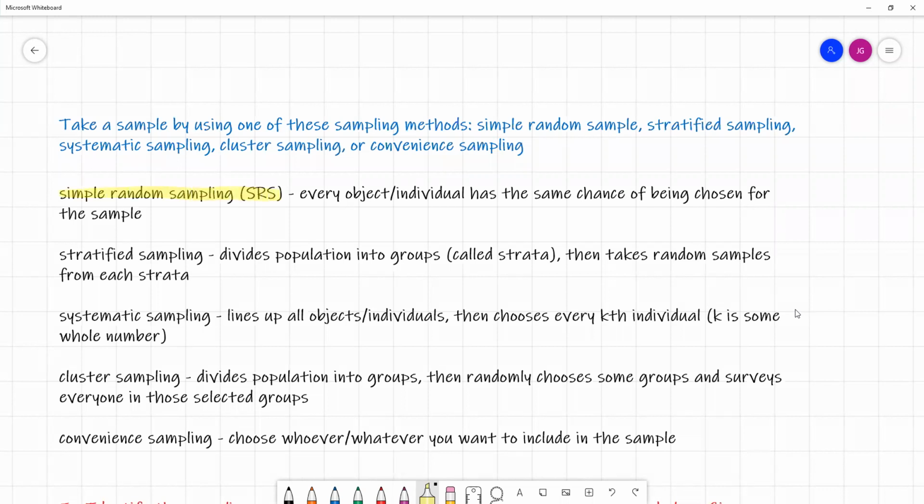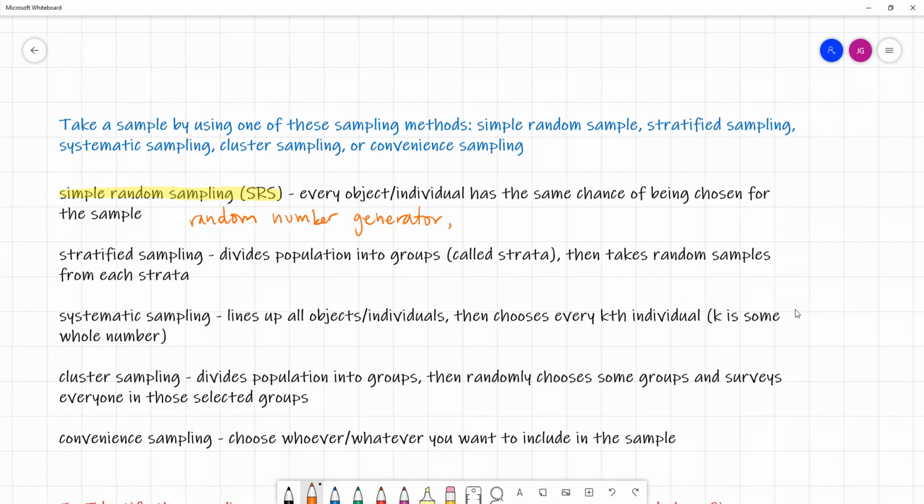Every object or individual has the same chance of being chosen for the sample. Okay, so what does that mean? There are a lot of ways to think about this. We can think of a random number generator, and that's the main way we can see simple random sampling happening. Let's say we're doing a study on high school students. I would assign every single high school student a number, 1 through however many there are. Then I would put it in a program like Excel or any other program that would randomly pick one of those numbers. Every number has an equal chance of being chosen. And that is simple random sampling at its heart.